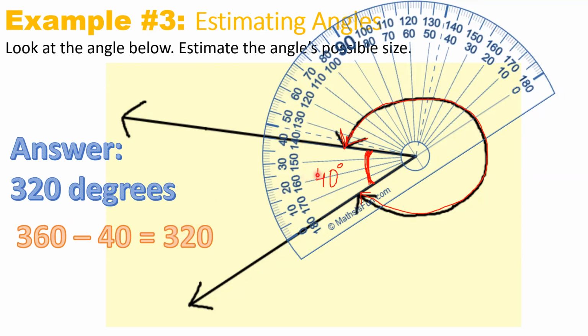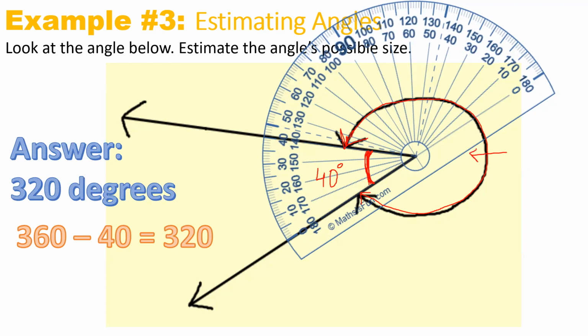So you have to subtract 40. That's the trick. You have to take it away because you already know that this is 40, and you know the whole thing is 360. So you subtract 40 from 360 to get 320. That's how we get 320 there. So that's a wicked trick.